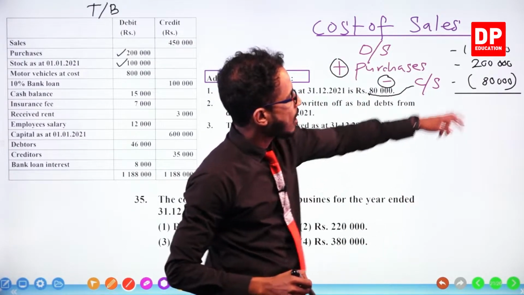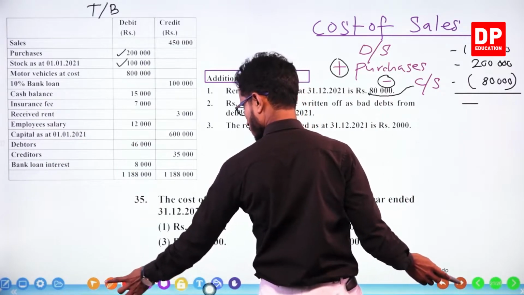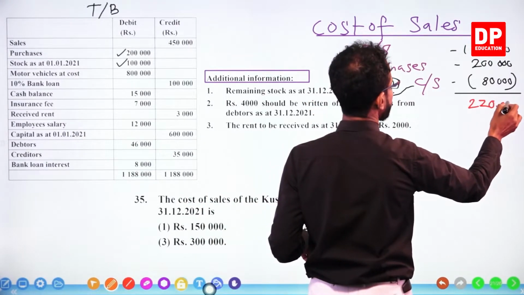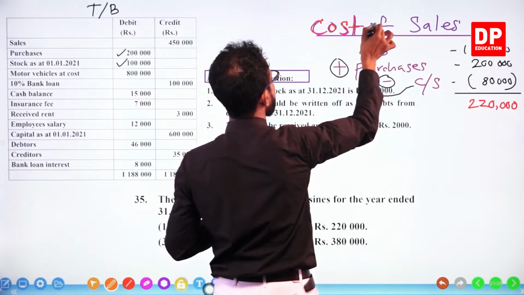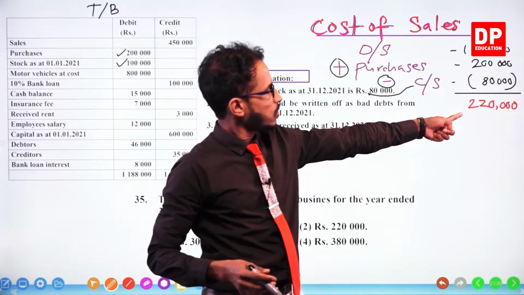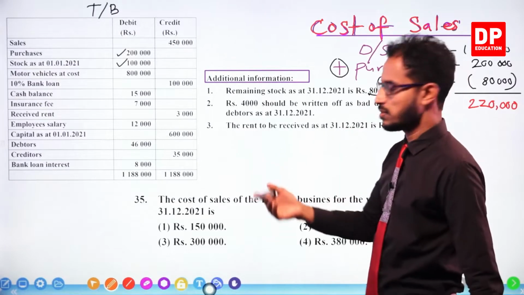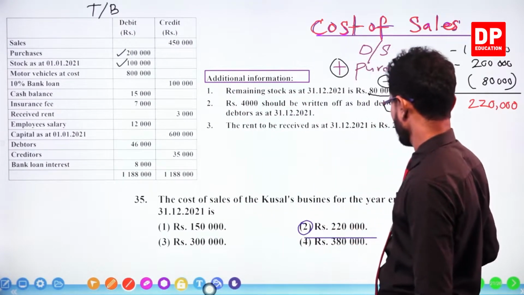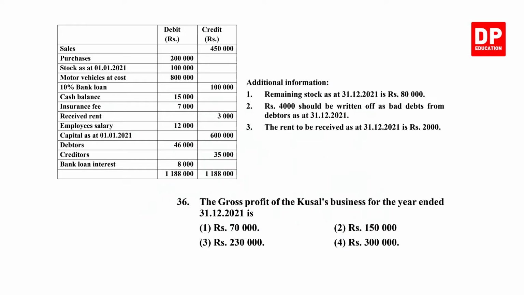Take the answer. How much? 200,000 plus 100,000, 300,000. 300,000 minus 80,000, 220,000. That is the cost of sales. You got it. Cost of sales, 220,000. The answer is the second option. Right, good. Next question.